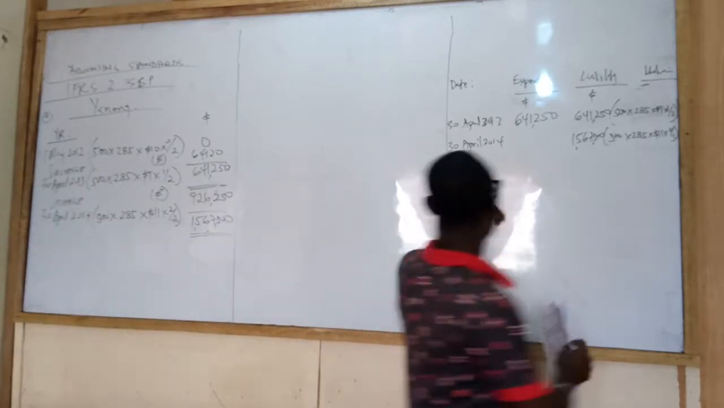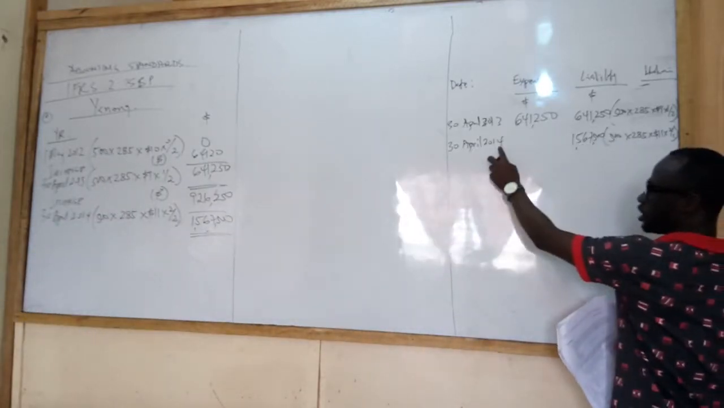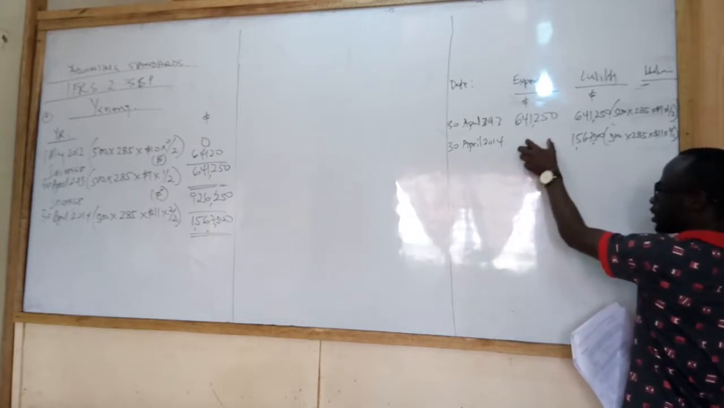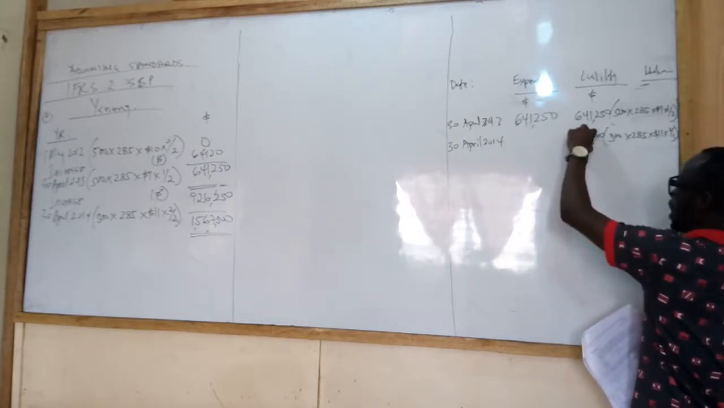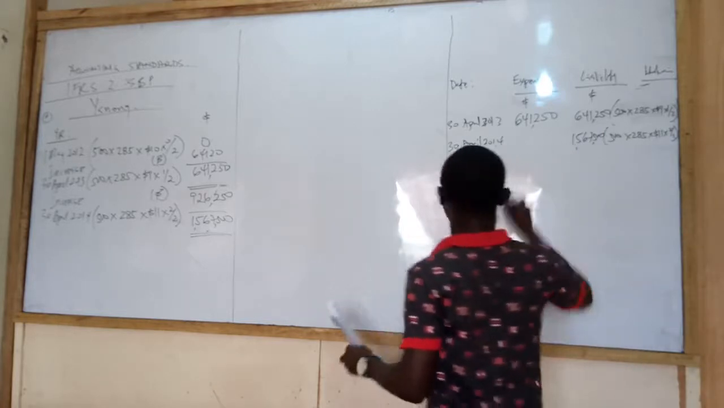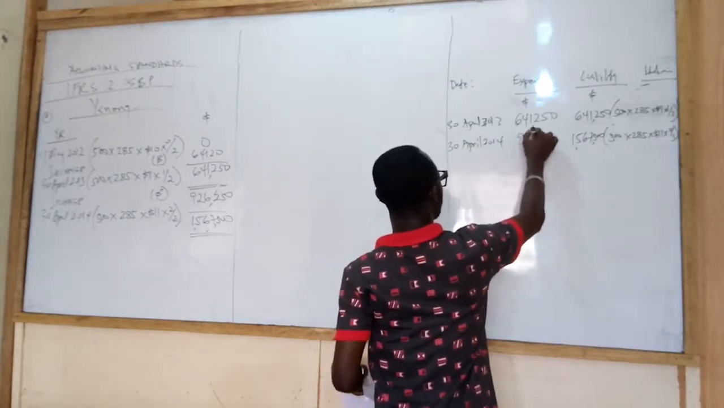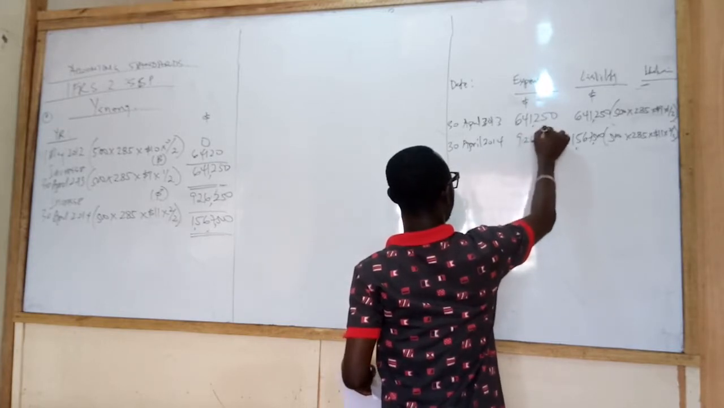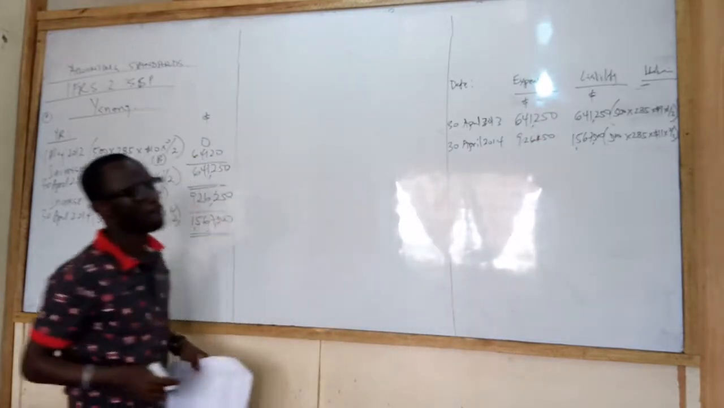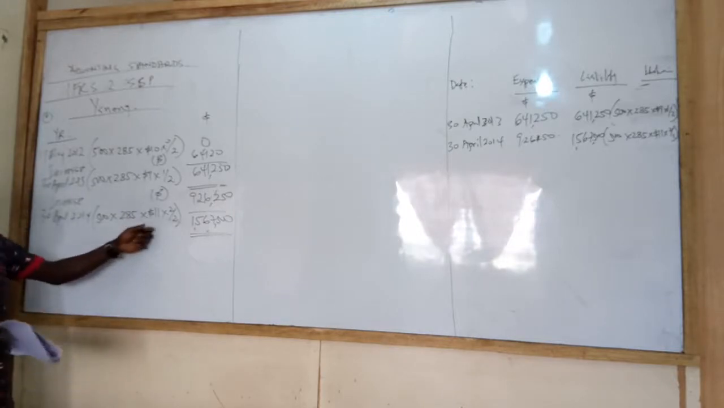Alright? Okay, so look at it. April 2014, what comes here? The expense aspect will be what? The increase. So this minus this gives us 926,250. Are you okay? So that's what's happening there.